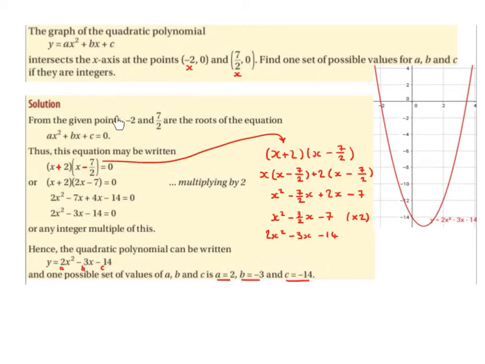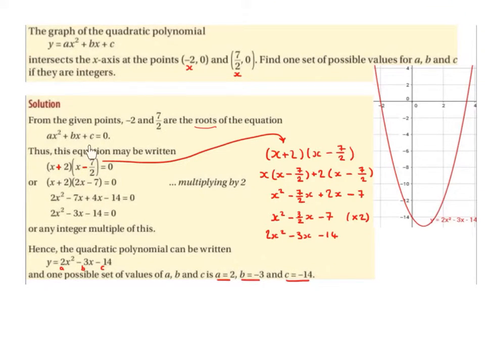So from the given points, -2 and 7/2 are the roots of the equation ax squared plus bx plus c is equal to 0. Thus, this equation may be written (x plus 2) multiplied by (x minus 7/2) is equal to 0. So what we did was we changed the signs and we put them inside brackets.